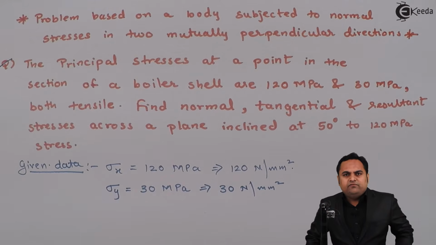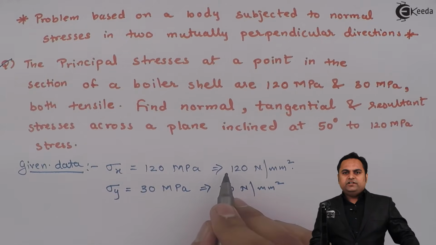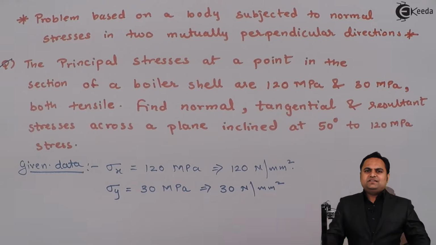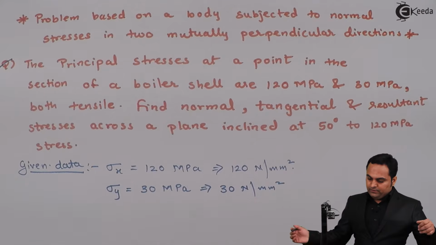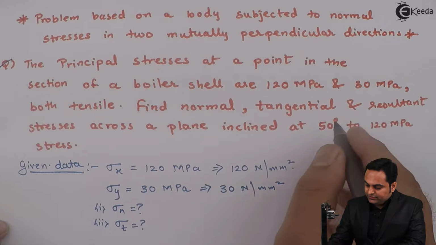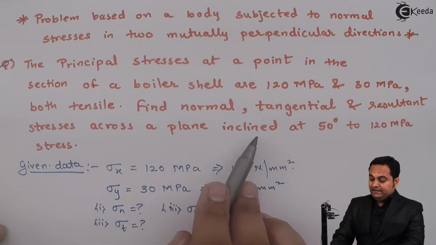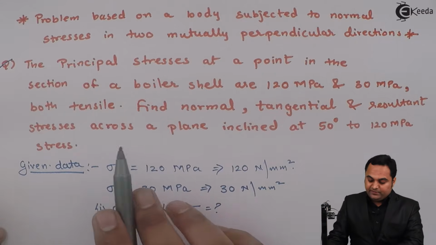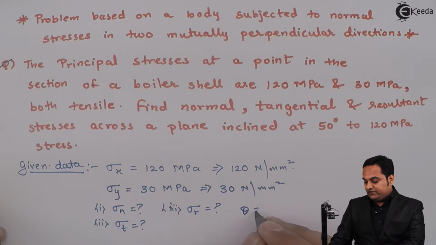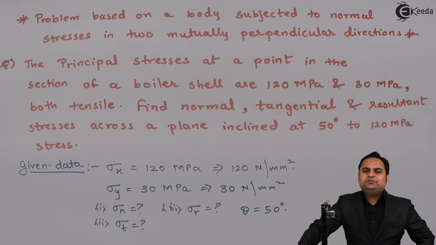Otherwise, if any one or both would have been negative, then here we would have written a negative sign, but since it is tensile, they are positive. Now find normal stress, second tangential stress, and third resultant stress, which is sigma suffix r, across a plane inclined at 50 degree to 120 megapascal stress. So theta is 50 degree. And now with the data available, let us try to get the solution to this problem.